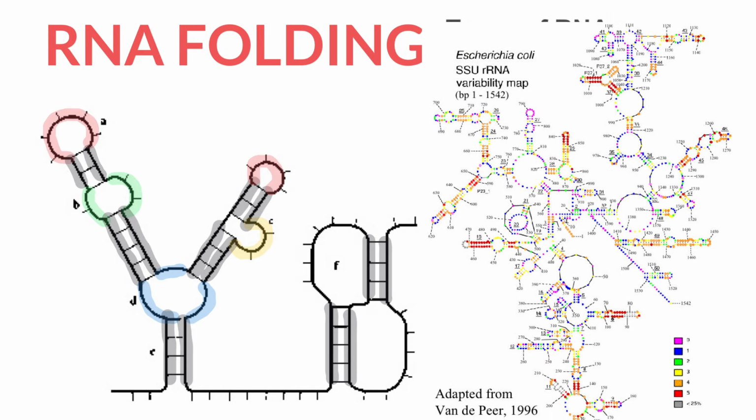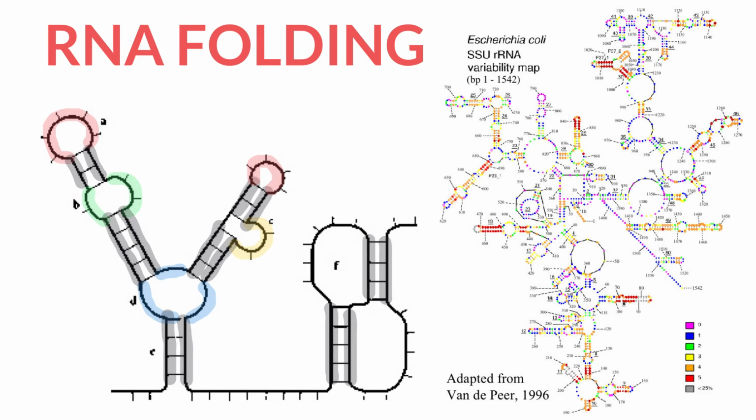But before, take a look at this picture. This is the 16S ribosomal subunit in the prokaryotes. And as you see, how complex a structure of the ribosomal RNA can be. And still, we can predict its structure. And on the next slide, I'm going to explain how to do it.